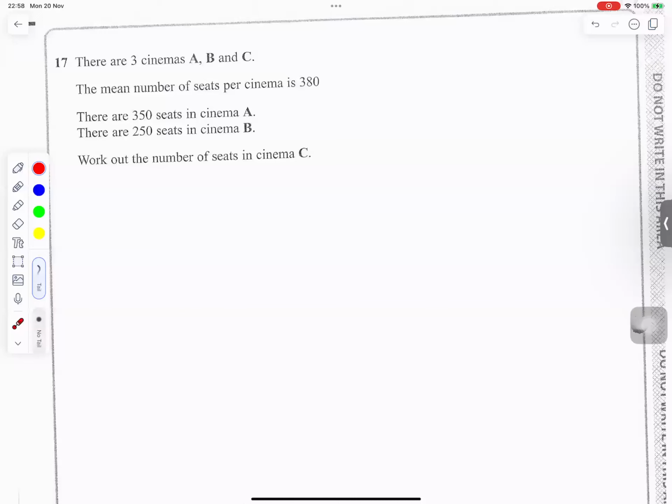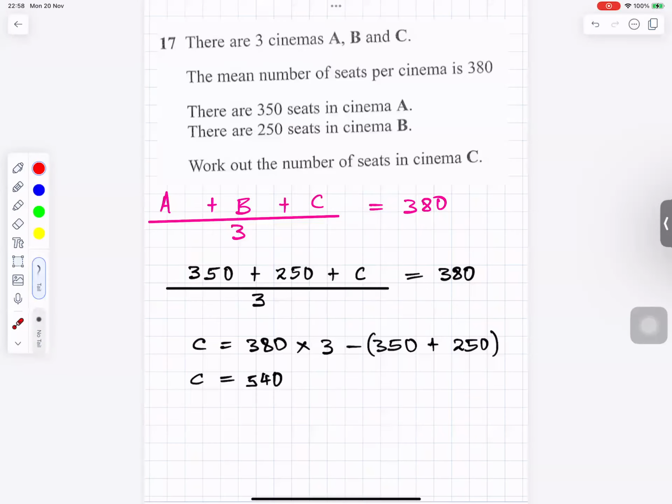Question number 17. There are 3 cinemas, A, B, and C. The mean number of seats per cinema is 380. There are 350 seats in cinema A and 250 seats in cinema B. Work out the number of seats in cinema C.